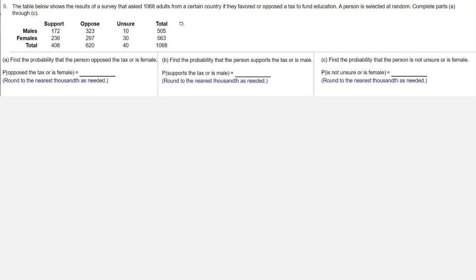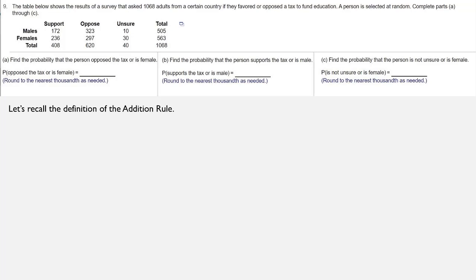So part A asks, find the probability that the person opposed the tax or is female. Part B, find the probability that the person supports the tax or is male. And then part C, find the probability that the person is not unsure or is female.